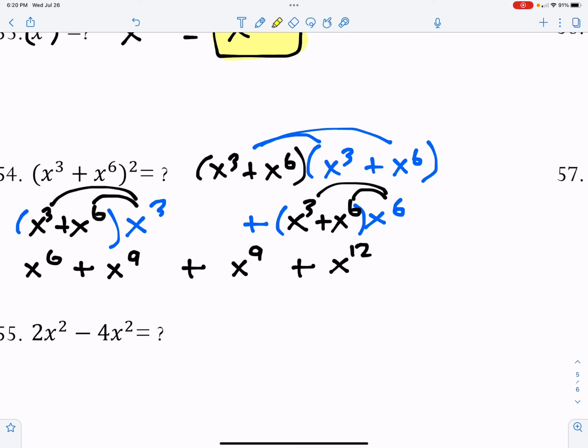And you'll notice there are some like terms there in the middle. So if we put this in order of largest degree of the polynomial, meaning the largest exponent, we would have x to the 12th plus 2x to the 9th plus x to the 6th.